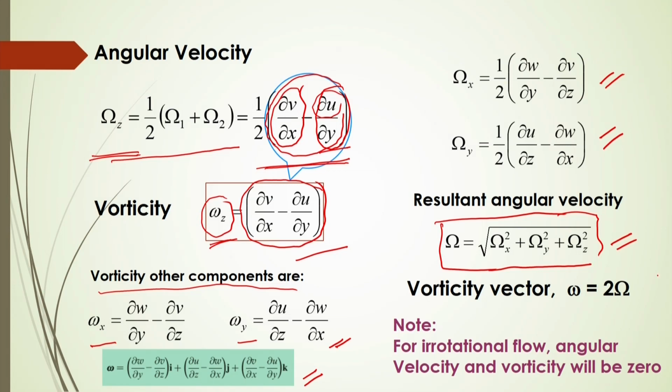Now, the vorticity vector, if we are considering it in vector form, that means in the general notation in x, y and z direction, then the vorticity omega will be equal to 2 times the angular velocity. It is very interesting to remember that for irrotational flow, the angular velocity and the vorticity will be 0. So, if you are getting irrotational flow, there will be no angular velocity and no vorticity there.